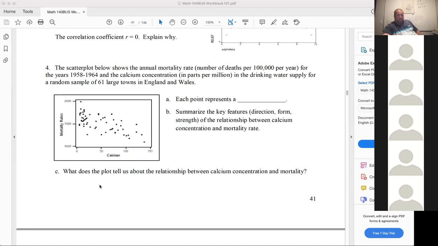What does the plot tell us about the relationship between calcium concentration and mortality? The higher the calcium concentration, the lower the mortality rate. Certainly seems that way. It doesn't tell us that a higher calcium concentration causes lower mortality rates. There's no cause and effect. That's not how statistics rolls. But there certainly seems to be a correlation between calcium concentration and mortality. As this one goes up, this one goes down.